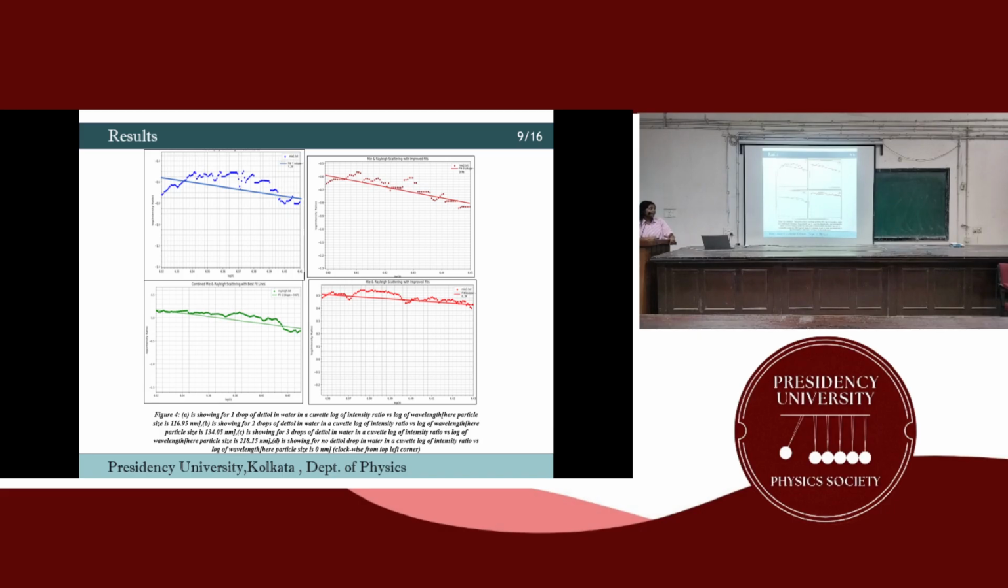Then I put 2 drops of Dettol in the water, and I have gotten a slope of around minus 0.96. Then for 3 drops of Dettol in the water, I have gotten a value of around minus 0.35. If I increase the particle size, I mean if I put 5 drops of Dettol in the solution, then I can get this slope around 0. And this is showing the Mie scattering effects.